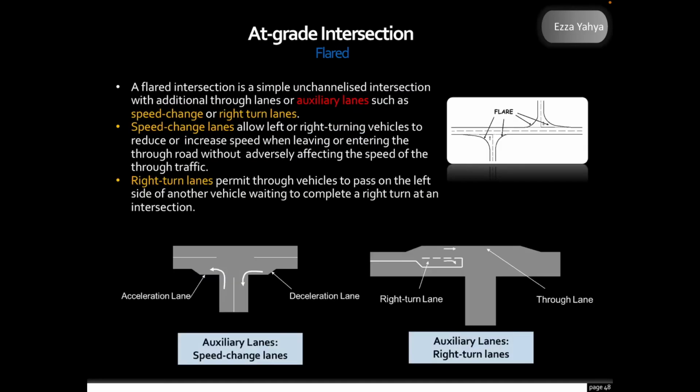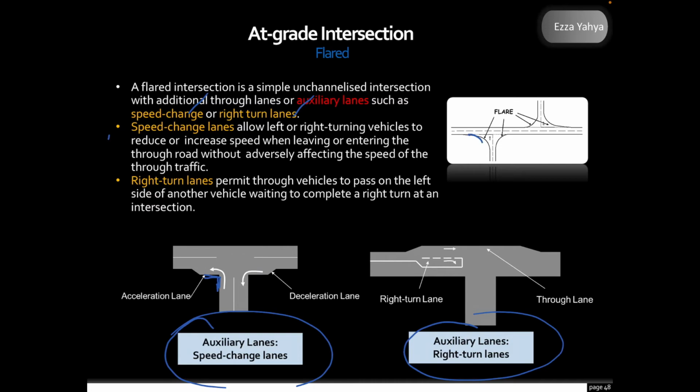Alright, that is the feature here. Next is the flare. A flared intersection is a simple unchannelized intersection with an additional through lane or exit lane, such as a speed change lane or right turn lane. So this is an example picture. Speed change lanes and right turn lanes. A speed change lane allows left or right turning vehicles to reduce or increase speed when leaving or entering the through road without adversely affecting the speed of the through traffic.